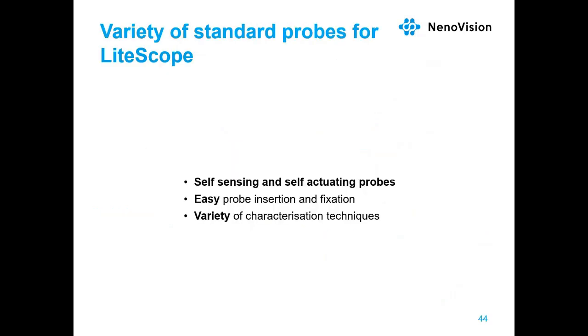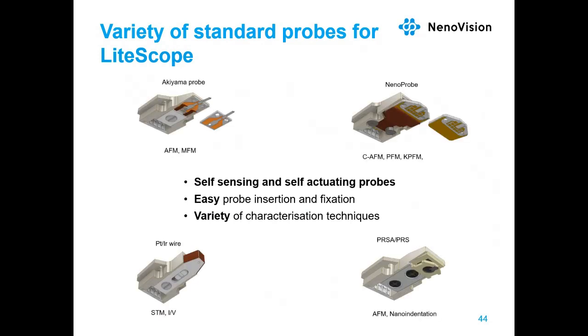For that, we are using self-sensing and self-actuating probes, which is quite different to standalone AFMs, which usually use a laser for the detection. So there is no laser and no beam exposure from the laser, and we can work with a variety of probes. The reason why we are using different probes which are already available on the market is that each probe is suitable for different techniques.